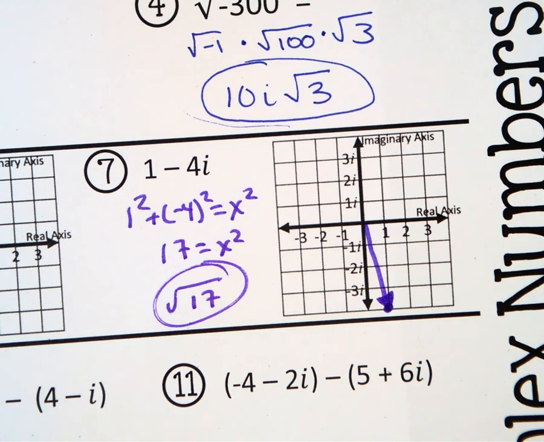So we graph on the complex plane. That first number, your real number, is your x-axis. Your imaginary number is your y-axis. And we connect it with an arrow.